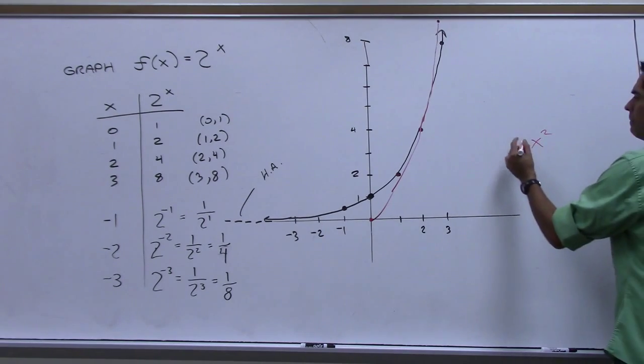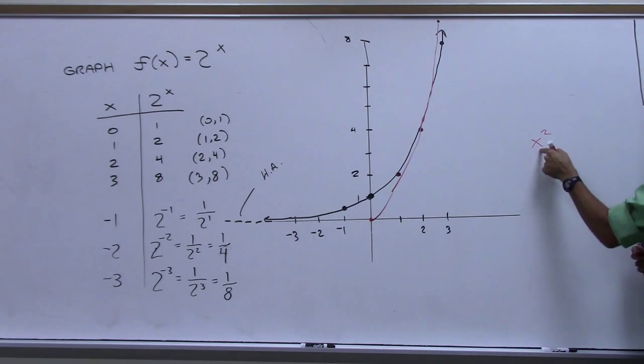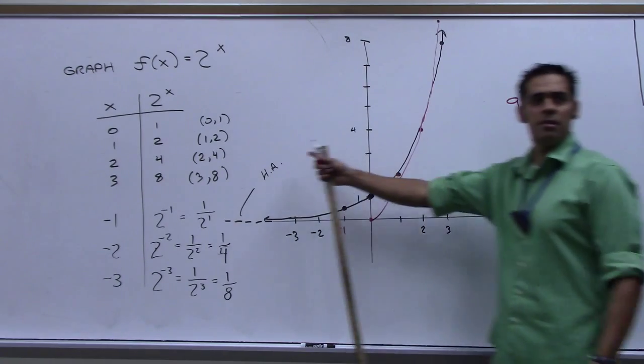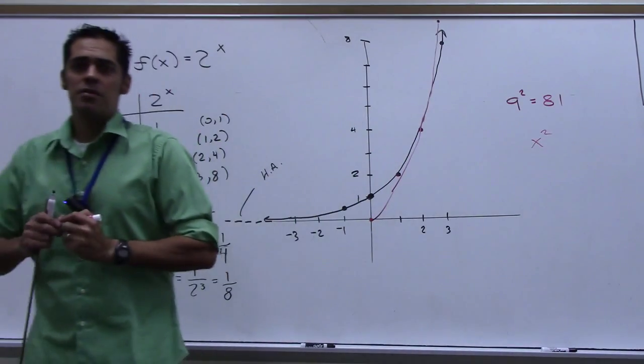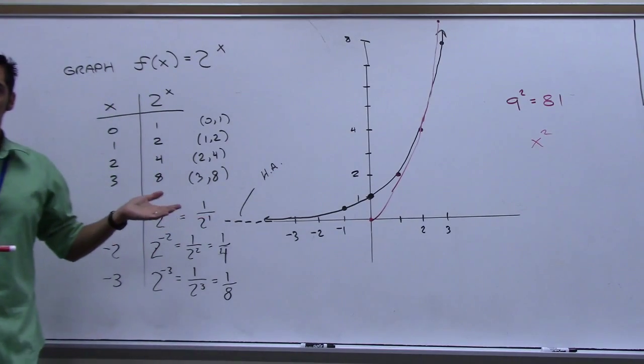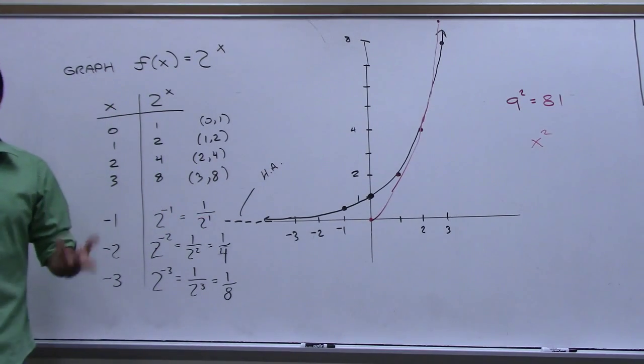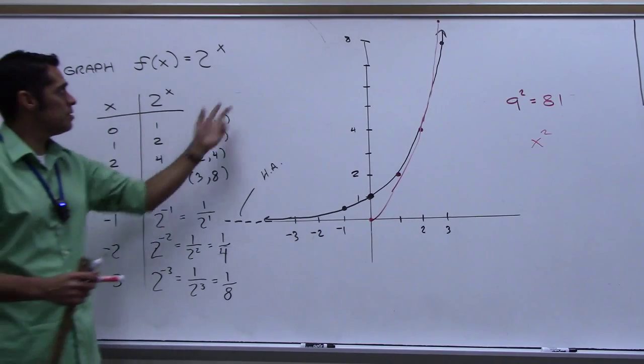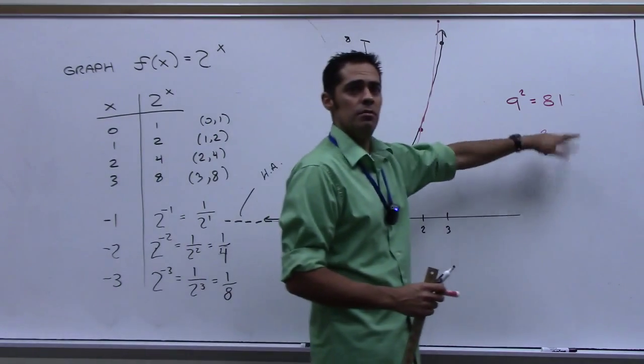Go out to 9. If you plug 9 in here, where are you? 81, but where did we say we were at 9 on this? 500 something. So the growth of the exponential function here is so much faster than the x squared function. You'll see the difference between the two? 2 to the x versus x to the 2.